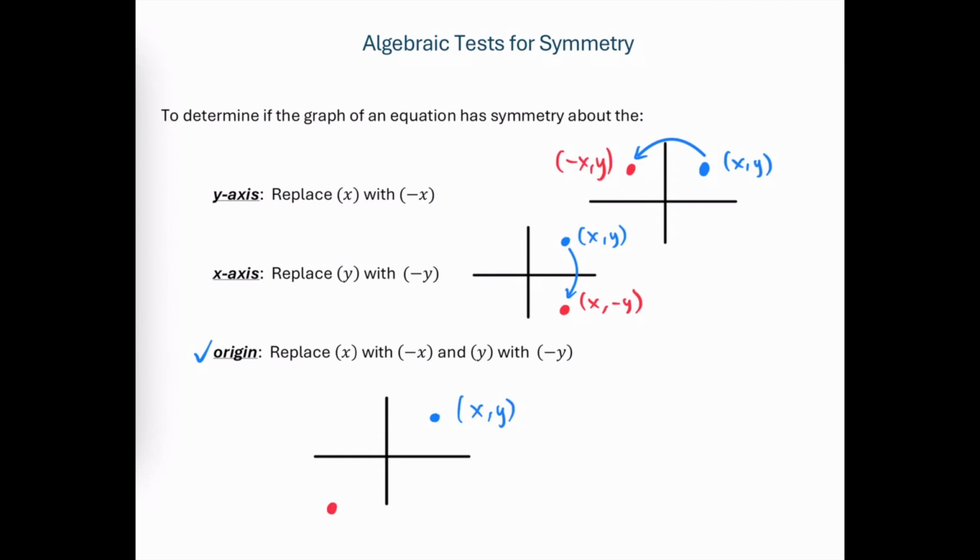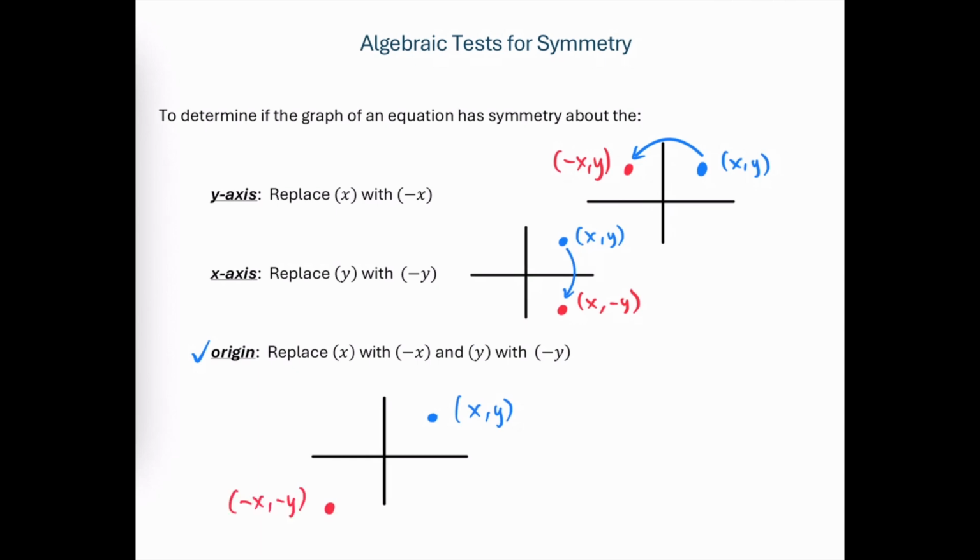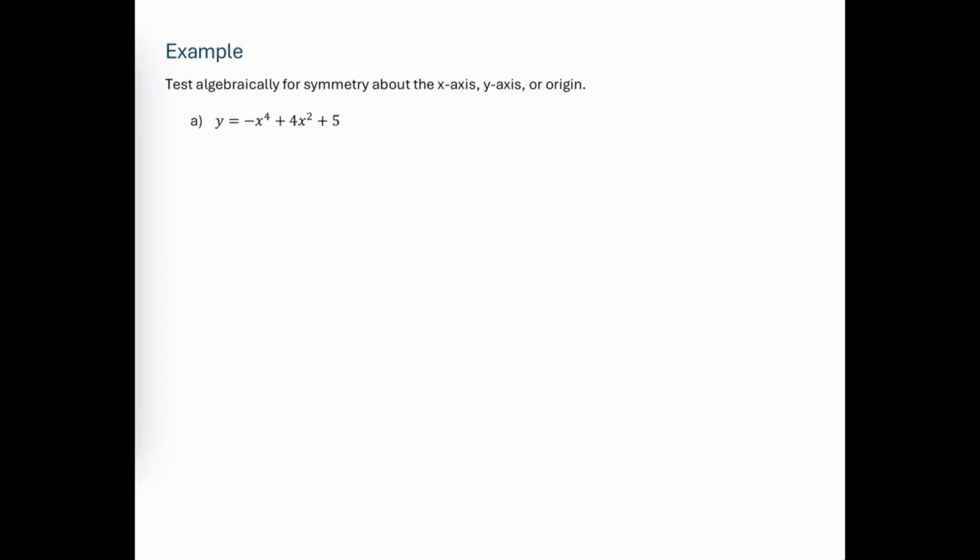If it's symmetrical about the origin, we know we must also have an ordered pair negative x and negative y that is an ordered pair solution. So we can say that if we plug negative x and negative y in for each of the x and the y values, what we're going to get is an ordered pair that is symmetrical to the original ordered pair over the origin. So let's look at an example here.